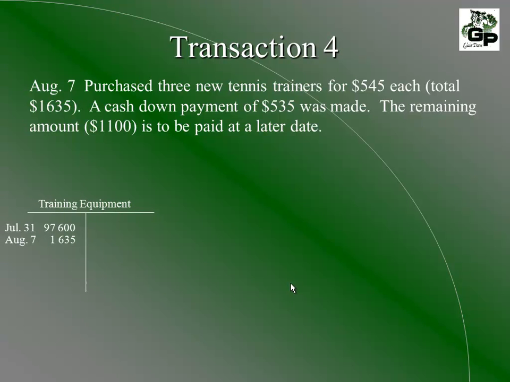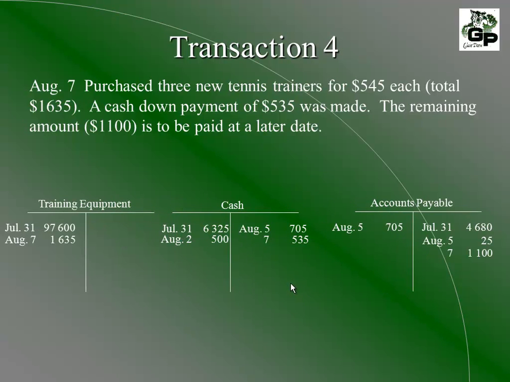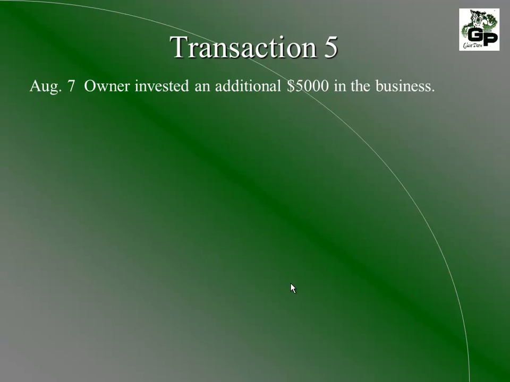The training equipment account goes up by $1,635. That's on the debit side of the training equipment account. The cash account goes down by the amount of the down payment, which was $535. So on August the 7th, there's a $535 entry on the credit side of the cash account. The accounts payable account goes up. Accounts payable goes up on the credit side, so on August the 7th we see an entry for $1,100 on the credit side of the accounts payable account.